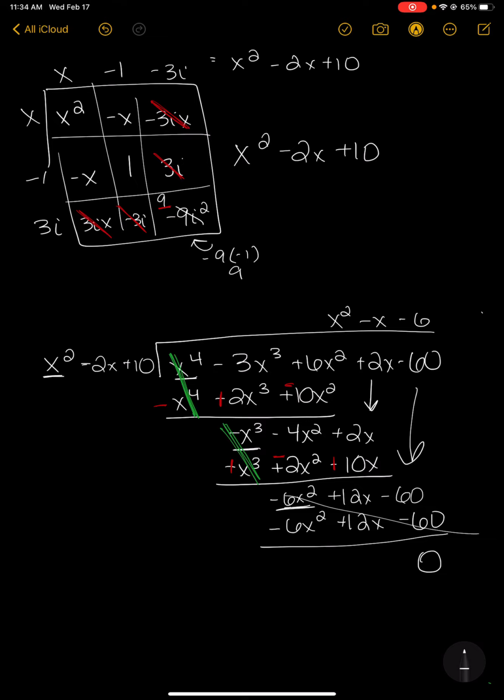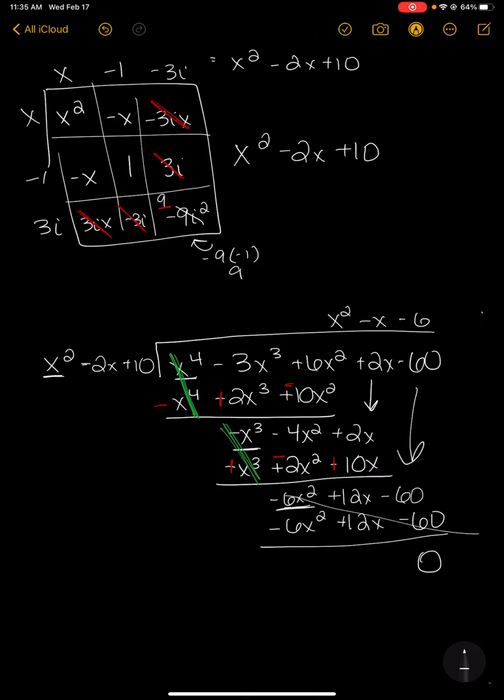So we know that x squared minus 2x plus 10 is a factor, which means we know both of those imaginary roots are a factor. And everything is working out nicely. So on tests and quizzes, if things aren't working out nicely, know that you made a mistake somewhere. So you're going to have to redo that long division and see if you can catch your mistake.